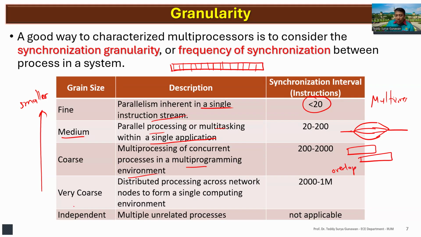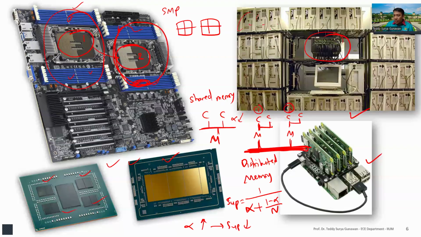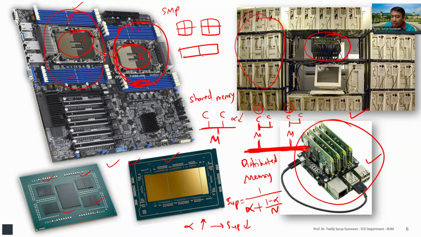Very coarse: distributed processing, the one that we have here earlier. This is the very coarse one, and the reason is that you don't want to distribute it too much. You want to minimize the communications.